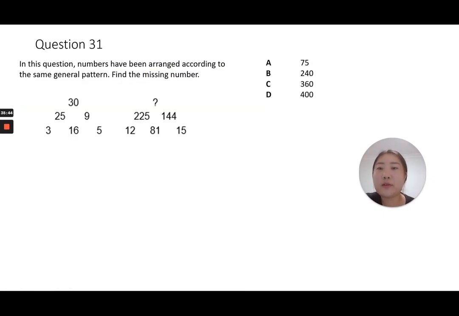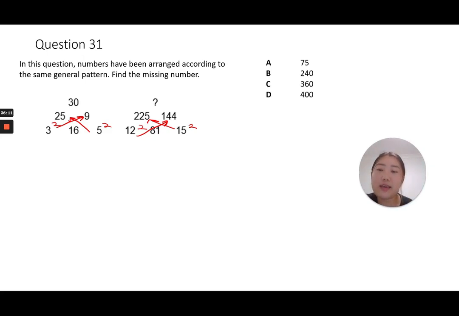Okay, next one. We want to figure out how these are arranged. You have to realize here that these numbers that I'm putting the arrows to are all square numbers. So what happens is this bottom one, you shoot it diagonally and you square it and you get the top number. Same here, you square it and you get 225 and you square it and you get 144.